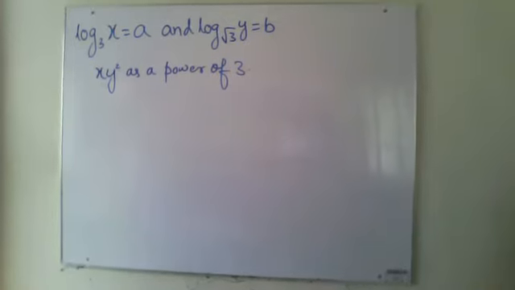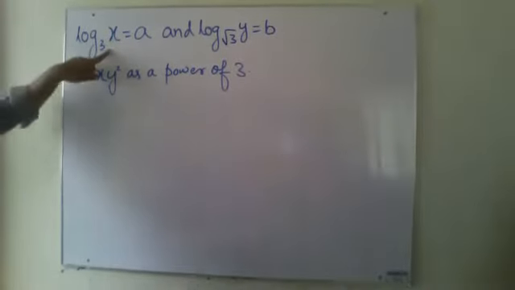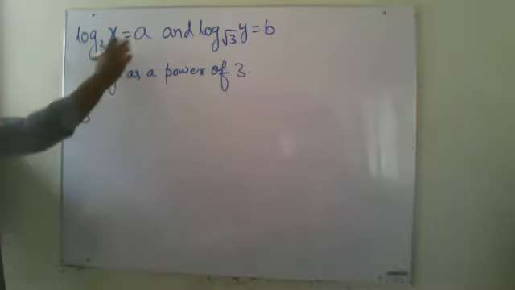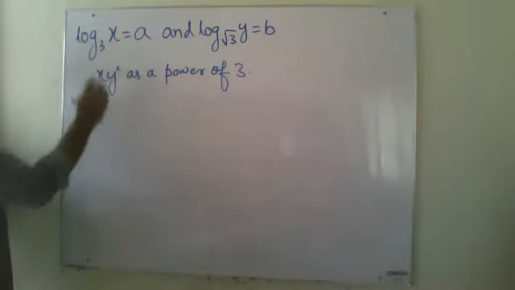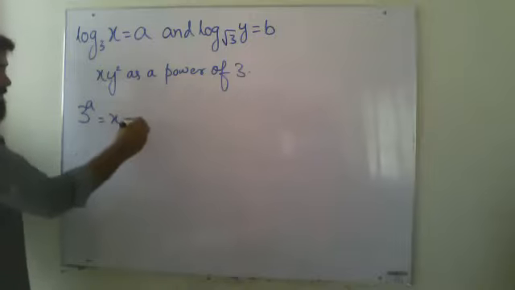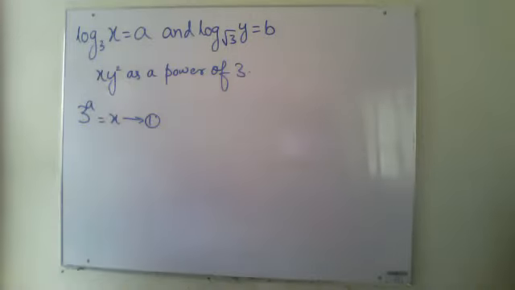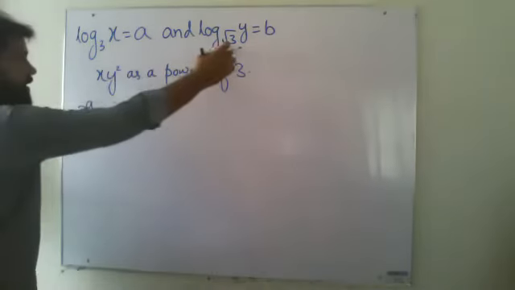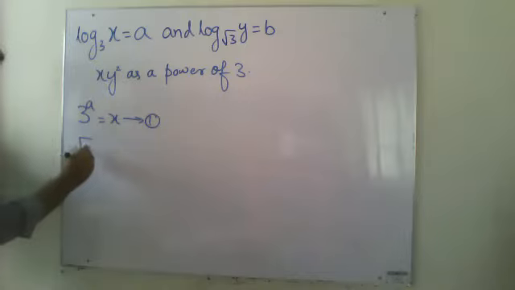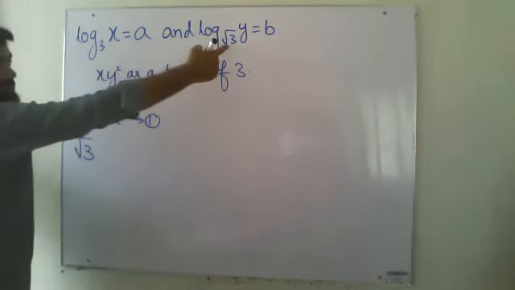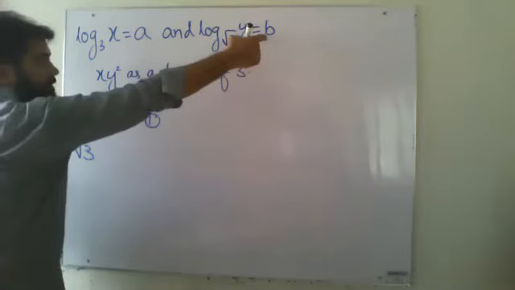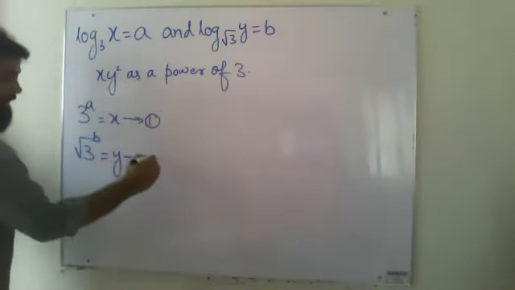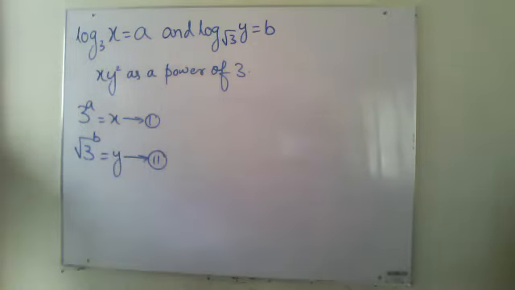Okay, so how are we going to start? First of all, I'm going to take this equation. Base is 3, power will be a, equals x. That's my equation number 1. Coming to this equation, under root 3 is the base, power is b, equals y. That's my equation number 2.